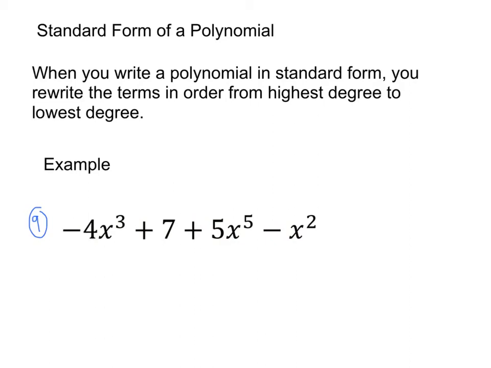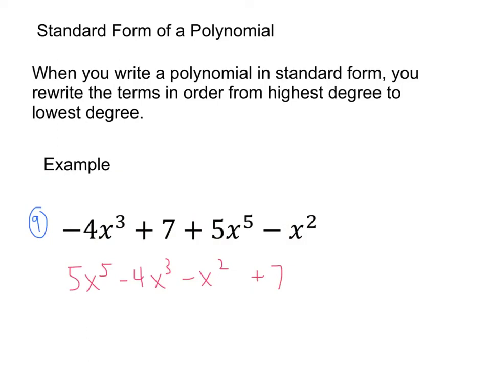The highest exponent is 5. So we would put that first. 5x to the 5th. The next part in order would be minus 4x cubed. Then it would be negative x squared, and then plus 7. So again, we want to have the exponents in descending order from highest down to the lowest, and the constant should be at the end.